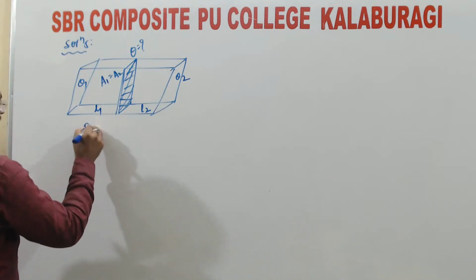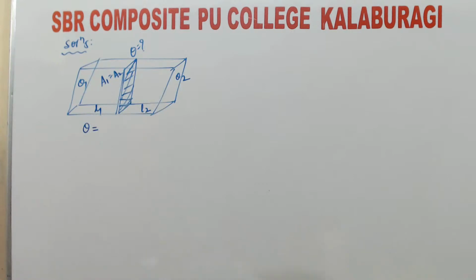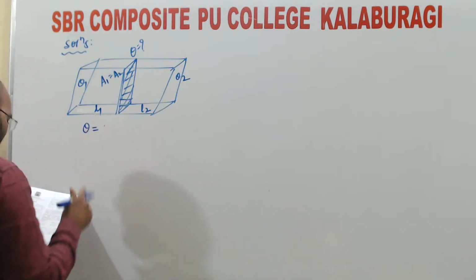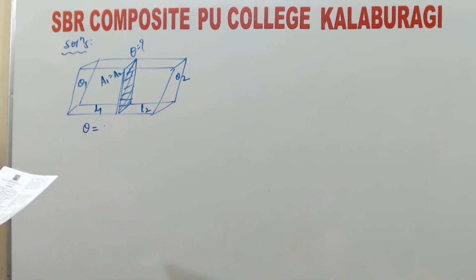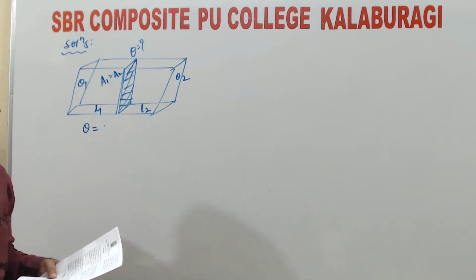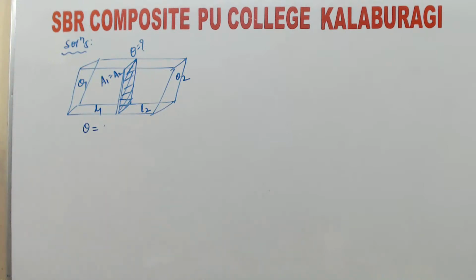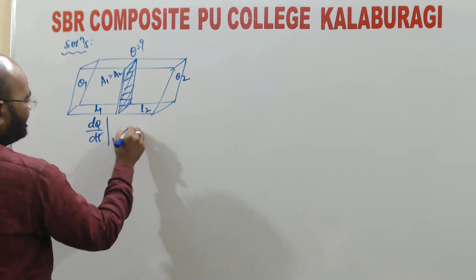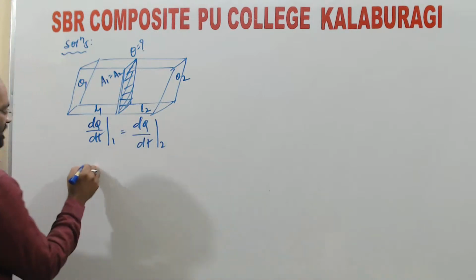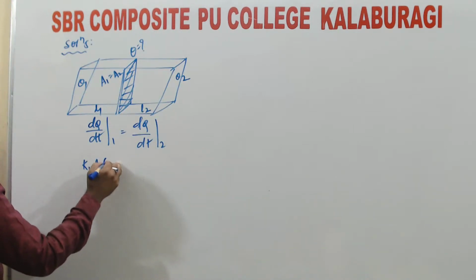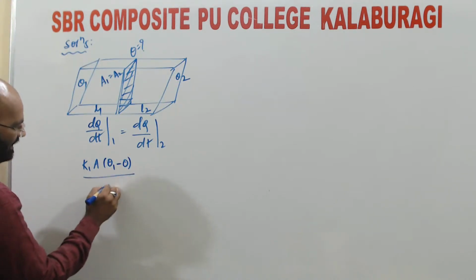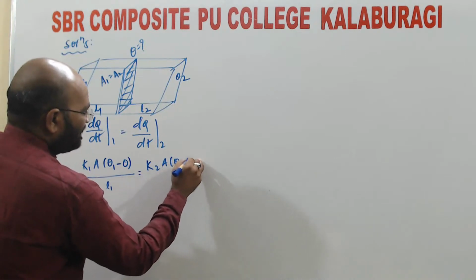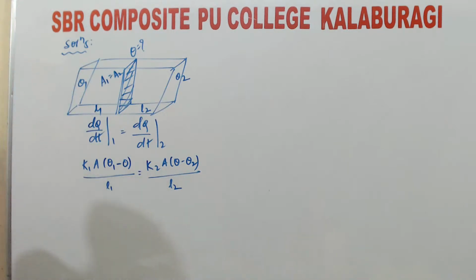Then we know the junction temperature theta can be found as we proved earlier. Both rods have the same length, as mentioned clearly, so that condition will be applied. We calculate the temperature at the junction: dQ by dt of the first equals dQ by dt of the second. So K1 A into theta 1 minus theta, divided by L1, equals K2 A into theta minus theta 2, divided by L2. Here area and area cancel.